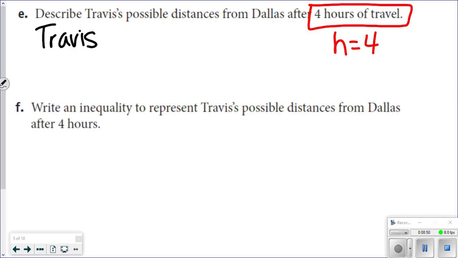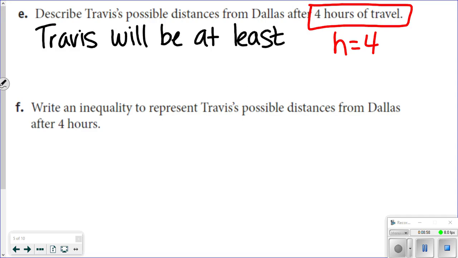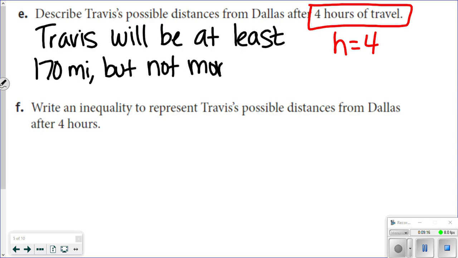So Travis will be at least, throw out some numbers, 160, 165, 170, 180, but not more than, what do you think? 240, 245, 250, 260, 265.